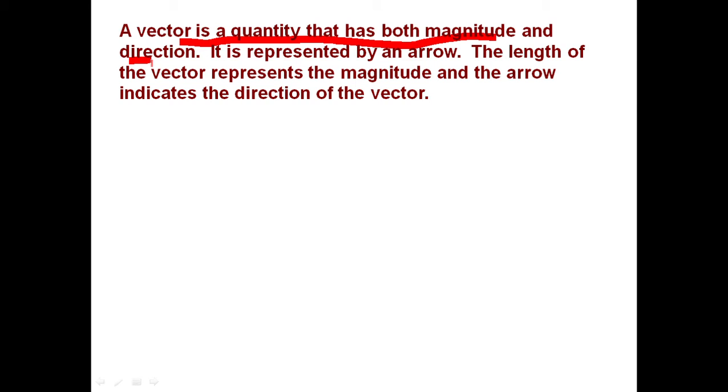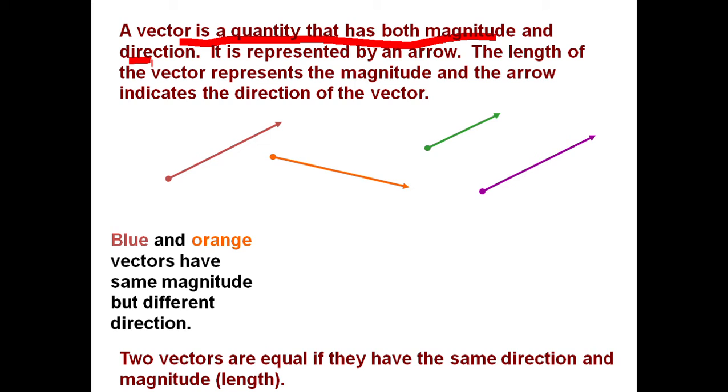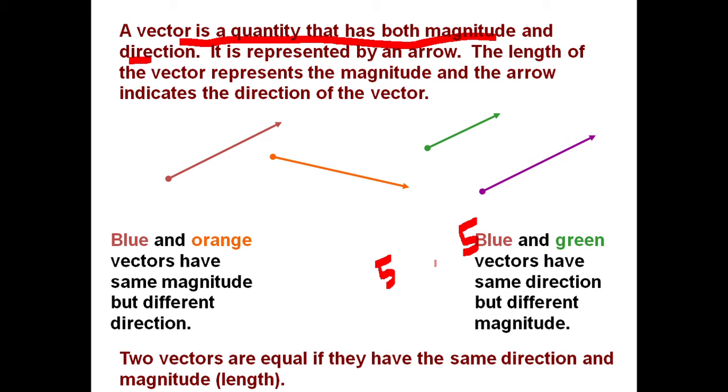I will show you some of the vectors. All these arrows are a representation of vectors. For a scalar quantity, only the magnitude is sufficient. If one quantity has a magnitude of 5, and the other quantity also has a magnitude of 5, then we say these two scalar quantities are equal. But this isn't the case with a vector. For a vector, both direction and magnitude need to be equal.